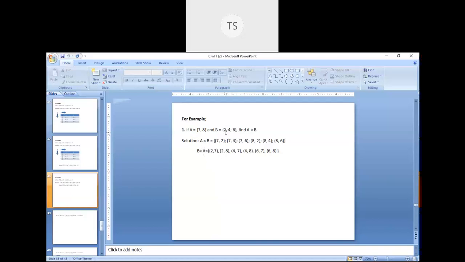So 2, 7, 2, 8. Next I will choose the element 4 from set B. So 4, 7, 4, 8. Lastly, I choose 6. 6, 7, 6, 8. So here I have 2, 7, 2, 8, 4, 7, 4, 8, 6, 7, 6, 8.